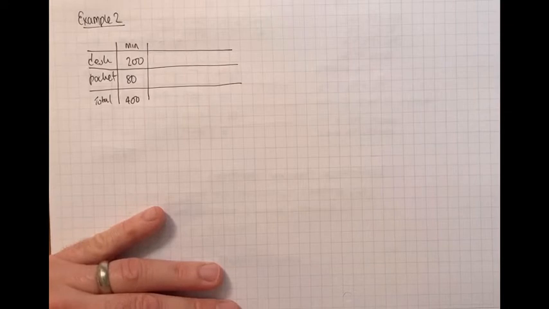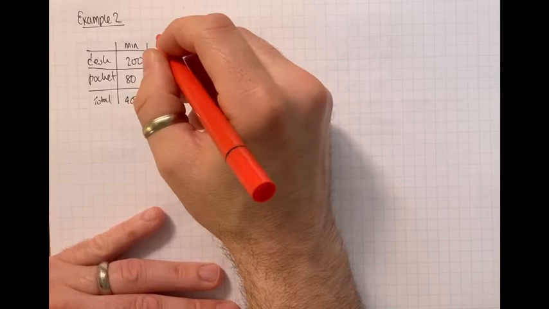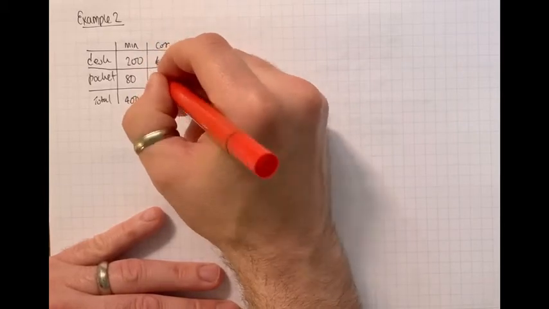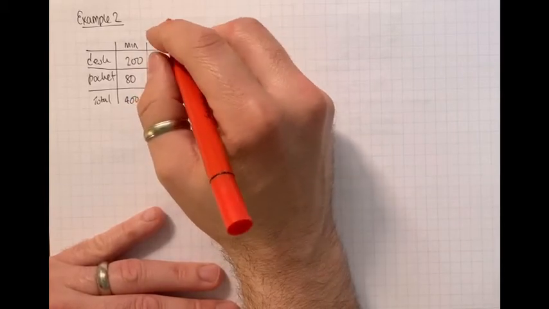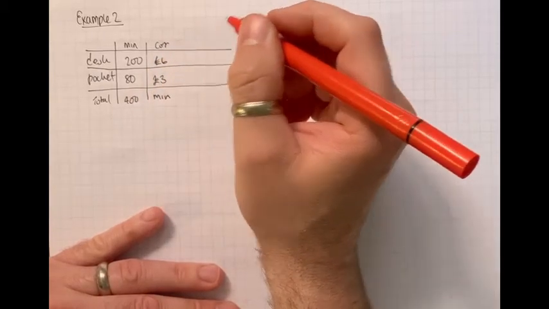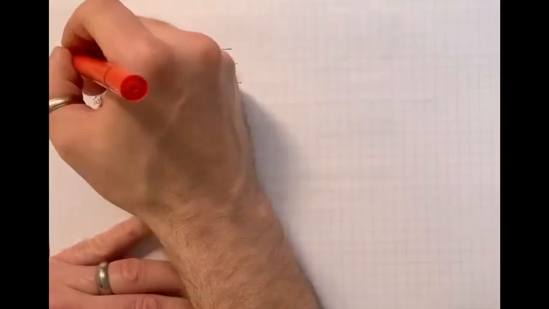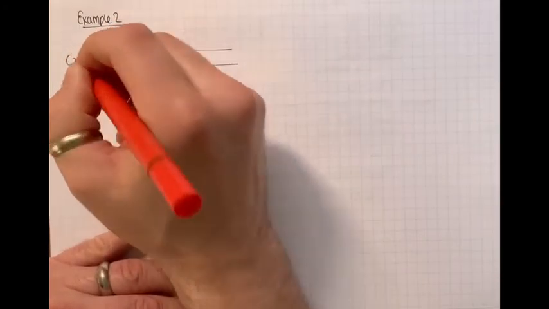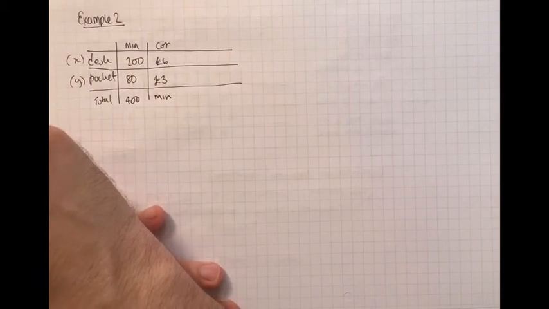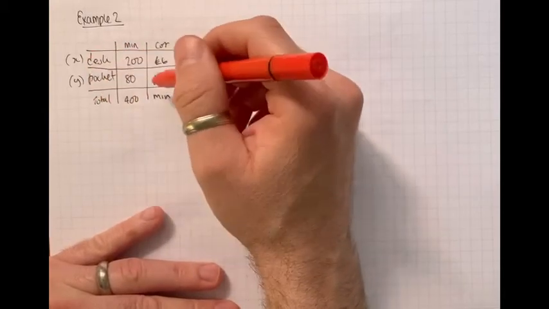It says each desktop diary costs £6. Each pocket diary costs £3. And we're trying to minimise the cost. Okay, so that's all we really need in our table. So let's call the desktop x, pocket diary y. The objective would be to minimise the cost, where the cost is going to be 6x plus 3y.